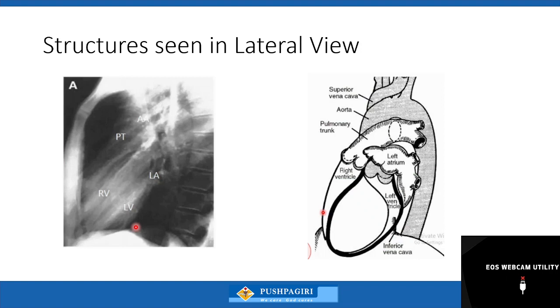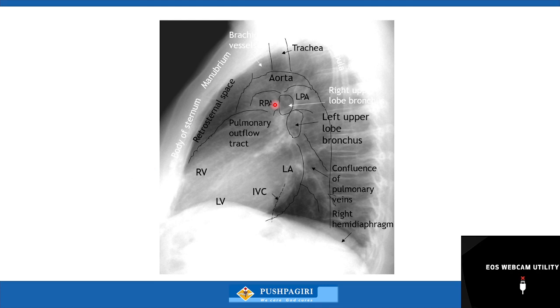So the IVC is important, but it may not be seen in all cases. Whenever it's seen, we can take the Regulus A, Regulus B measurement. So that is in a lateral view. Here is another picture showing the lateral view. The IVC will be like this, and all the other structures. In the retrosternal space, one third will be occupied, the other two thirds will be free.